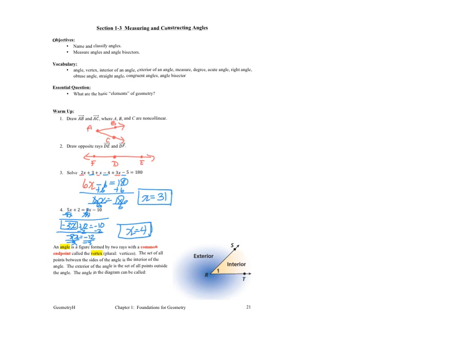Okay, here we have some new vocabulary. So an angle, like this one, is formed by 2 rays, so ray RS and RT in this case, with a common endpoint. The common endpoint that they're sharing is R. It's called the vertex. If we have more than one vertex, we would say vertices. The set of all points between the sides of the angle is the interior, inside the angle. The exterior of the angle is the set of all points that would be outside the angle.